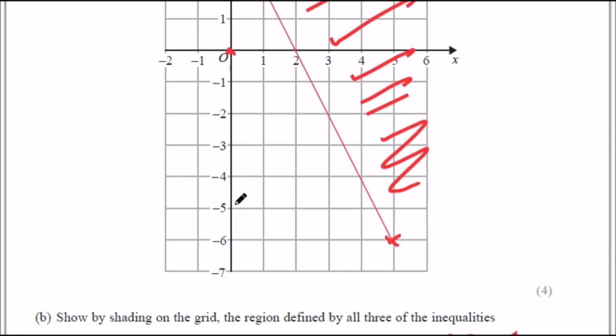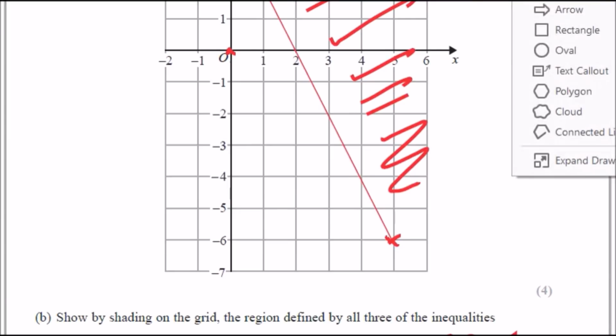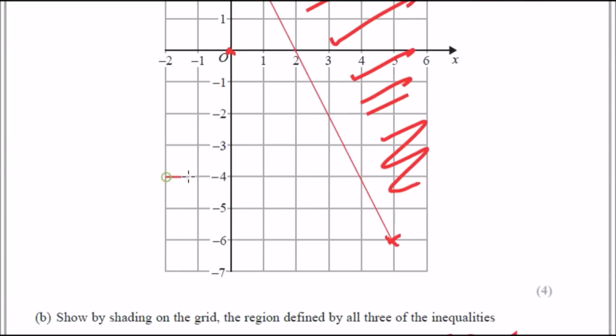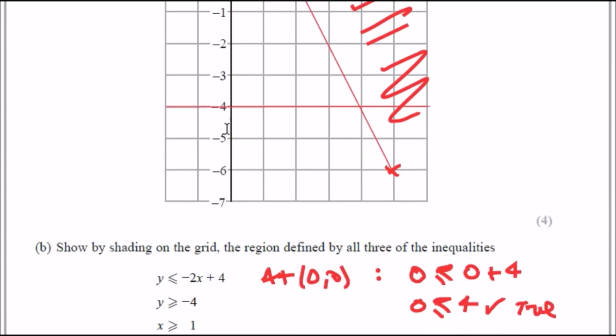So where's minus 4? It's over here. y is minus 4. We draw a straight line there. Let me just draw another straight line. Okay. And we're only interested in the top, above it. So we're going to cross out the region below.